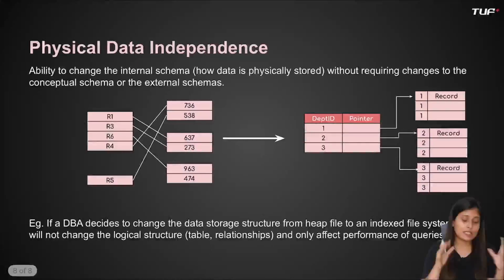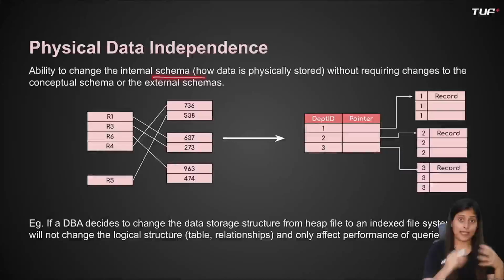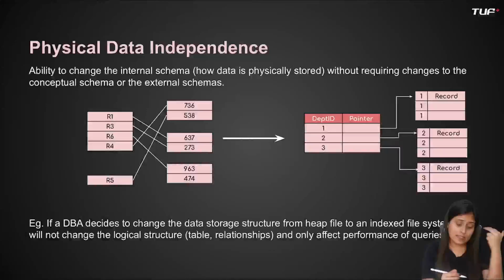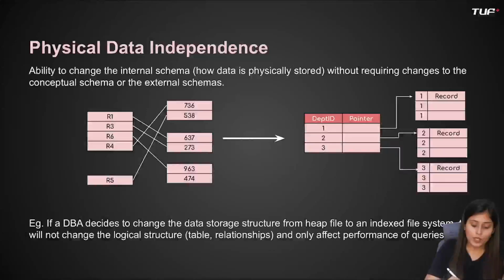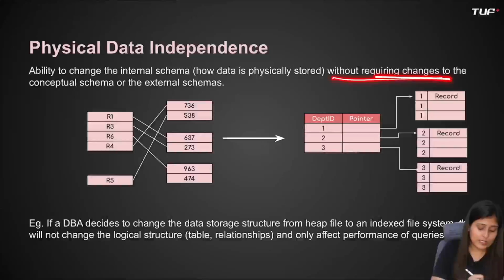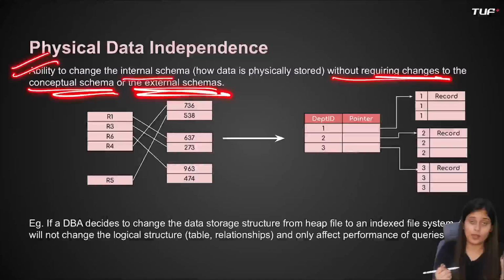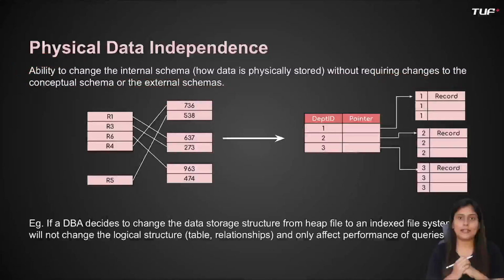Now let's see physical data independence. Basically, this talks about the ability to change the internal schema, like the physical storage, how we store the data. If we are doing a physical storage change, is this going to impact the upper two levels or not? Let's see how. Without requiring change to the conceptual schema or external schema, if we are able to do the internal schema change, then it is called physical data independence.